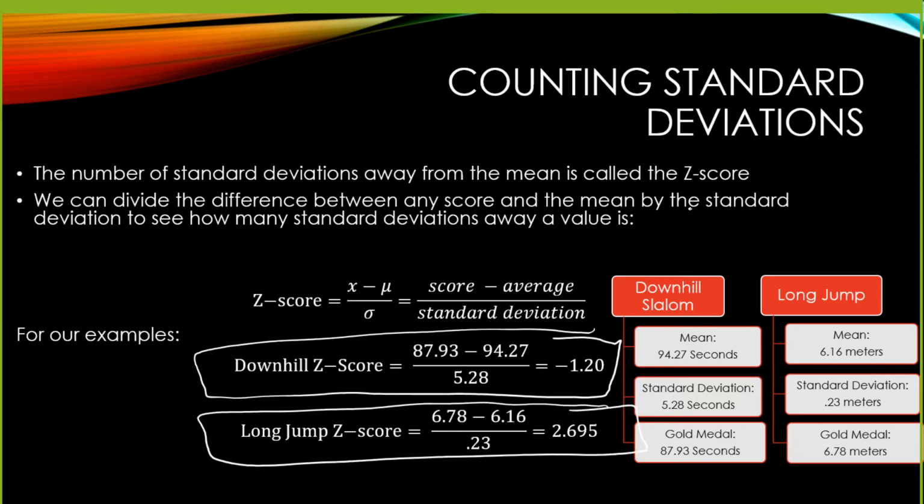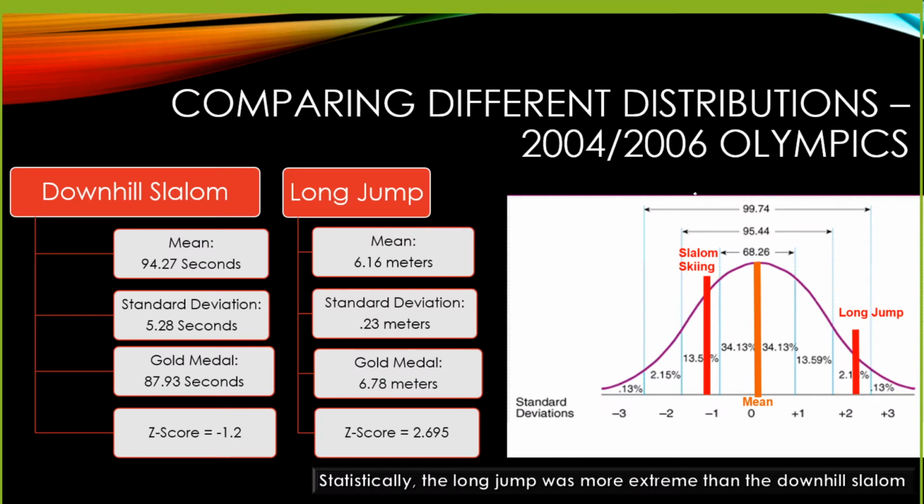If I was going to graph that, it would look like this. So here's the slalom skiing, which was 1.2 standard deviations below the mean. And our long jumping was 2.7 standard deviations above the mean. Which do you guys think was more impressive? The long jump or the slalom skiing?